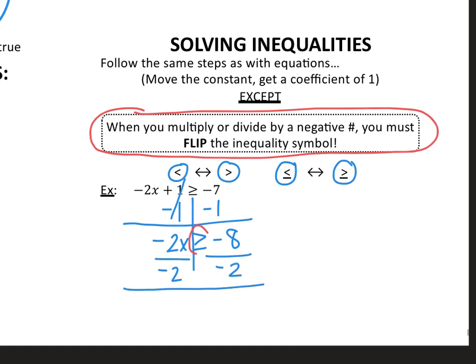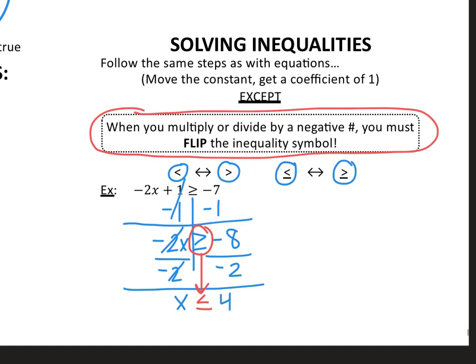Because we're going to divide by a negative, we're going to flip that sign. So instead of it being a greater than or equal to, it's going to be a less than or equal to. And then we can continue. -2 divided by -2 is just 1, so we're left with x is less than or equal to -8 divided by -2, which is +4.